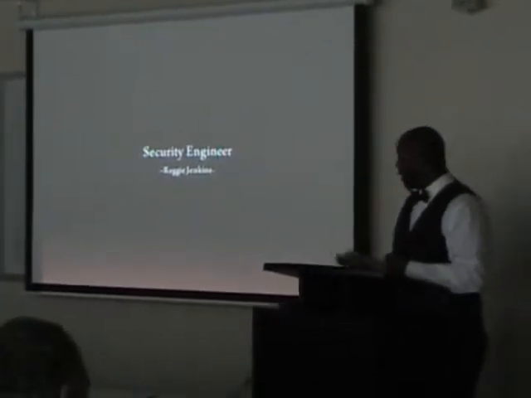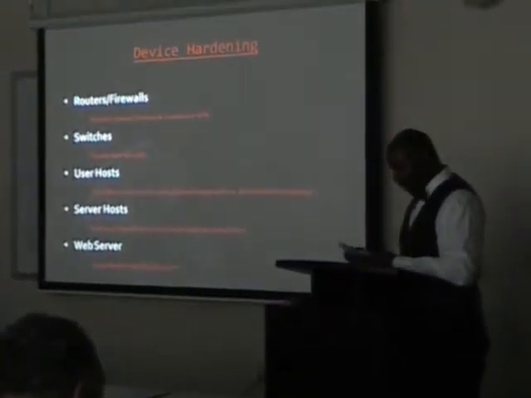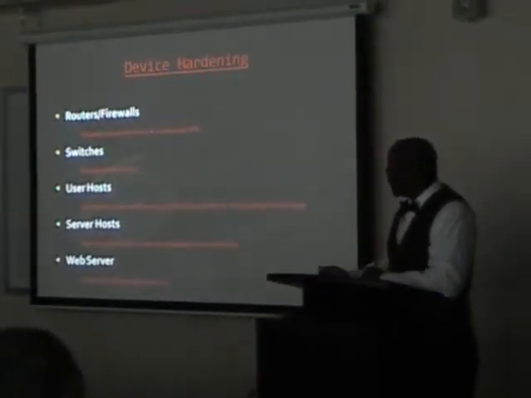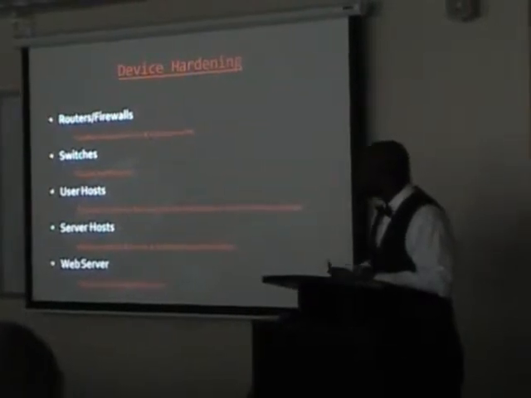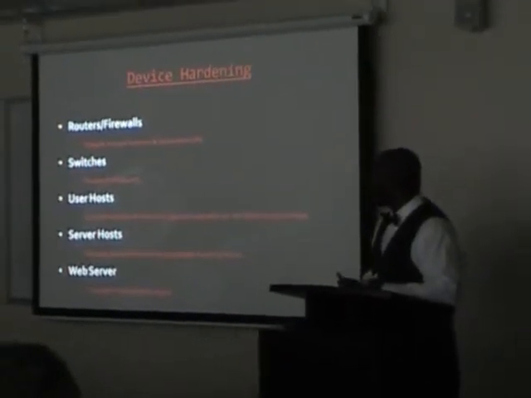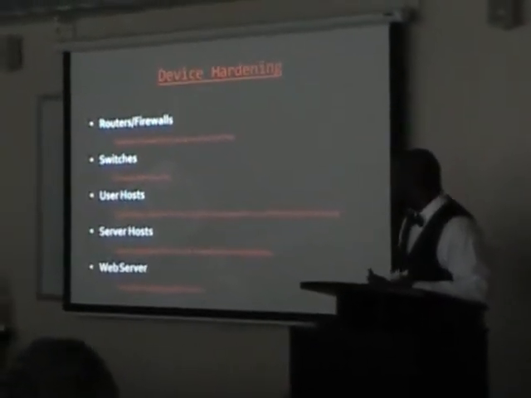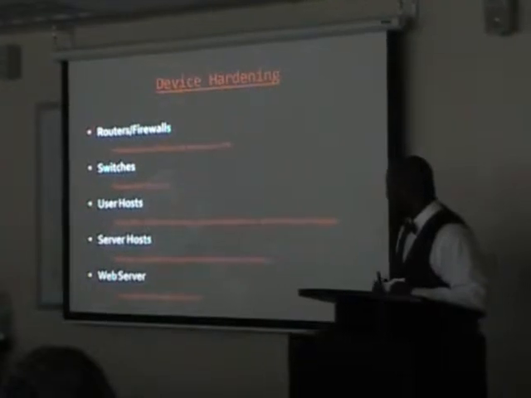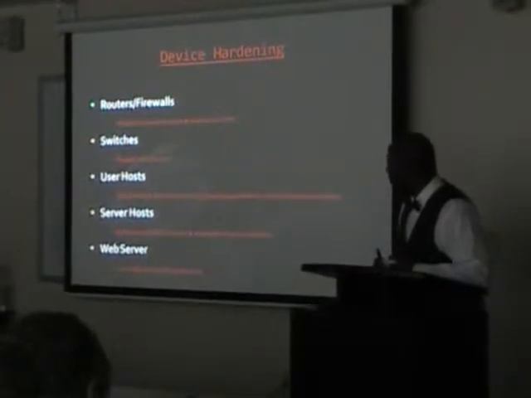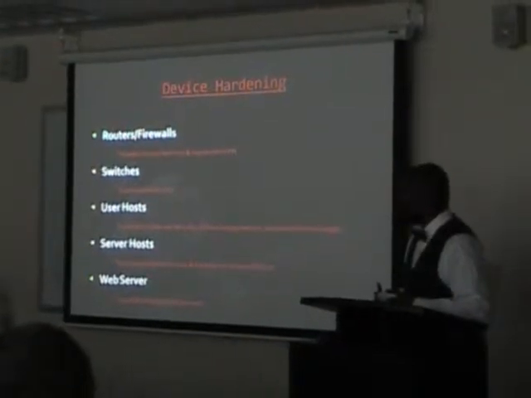Okay, and also to implement security, we're going to start off with device hardening. For our routers and firewalls, we will disable unused services and implement VPN. On switches, we will enable port security. For our user hosts, or our PCs, users in the organization, we will use Trend Micro Internet Security, and we will also clone an image with no administrative privileges.